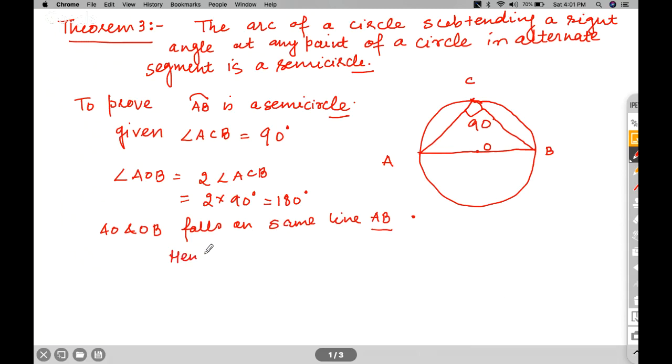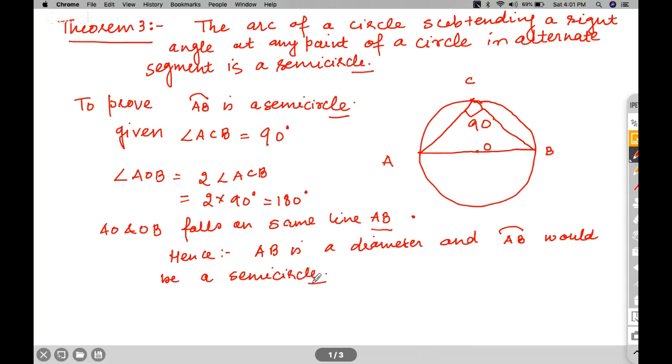Hence, AB is a diameter and arc AB would be a semicircle. So this is what you have to prove here. Now let's move to another theorem.